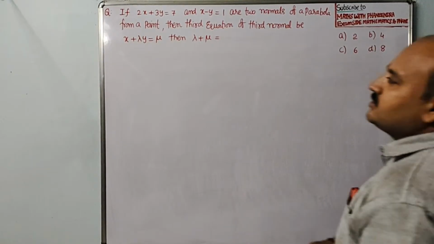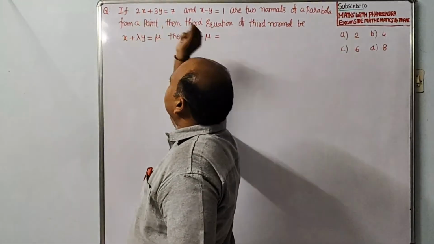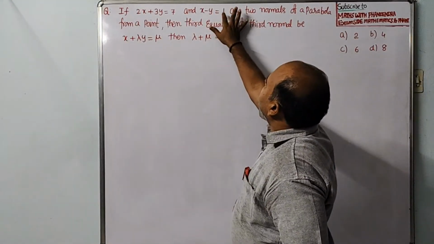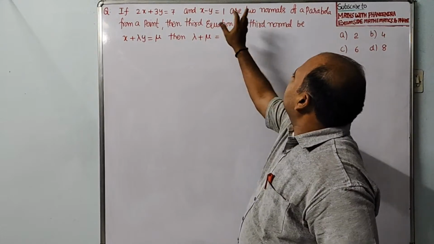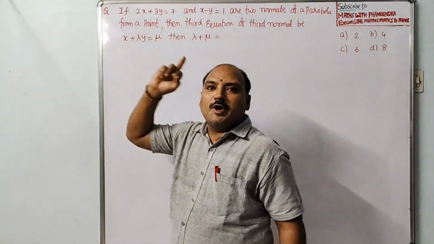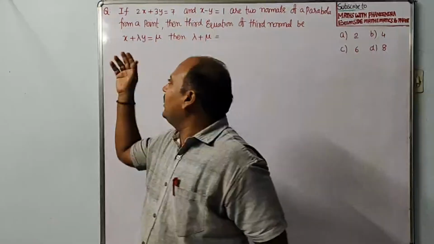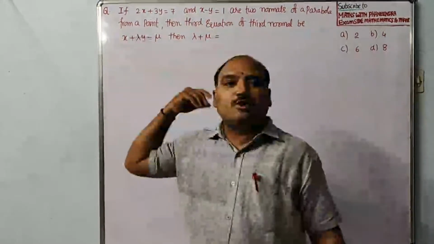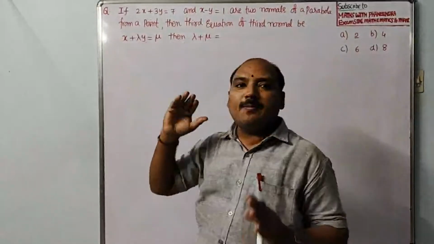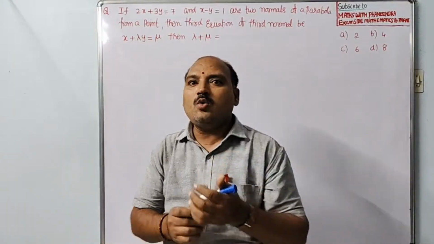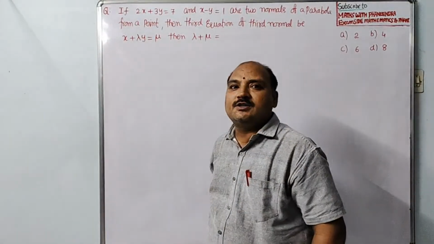Here the question is: if 2x plus 3y equal to 7 and x minus y equal to 1 are two normals of the parabola from a point, then the equation of the third normal is x plus lambda y equal to mu. Then lambda plus mu equal to, options are provided. See how we are going to find this.